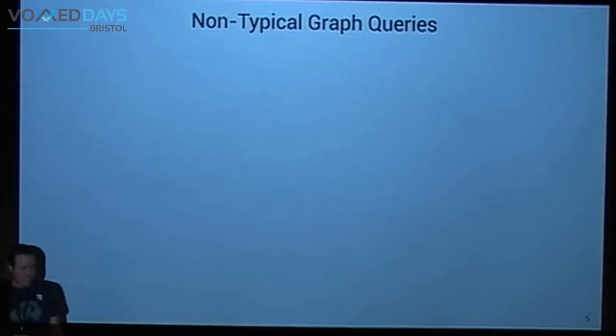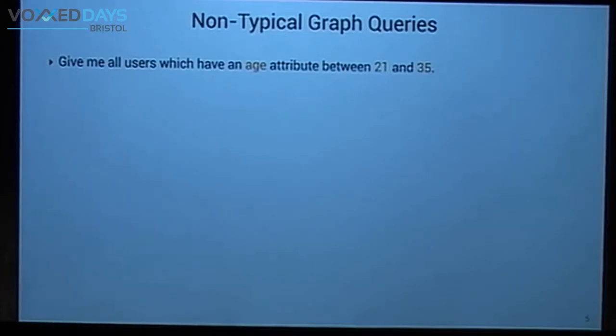What are non-typical graph queries? Queries you should not ask a graph database if you want to have performance. Give me all the users which have an age between whatever, 21 and 35. That is actually really bad for a graph database which is focusing on traversals, so going alongside the relations. This is something that you should ask a relational database or a document store, because it just uses the attributes on a certain object. Or just do an aggregation, give me the age distribution of all my users. Or group all the users by their name, because the names are, again, attributes based on one of the vertices.